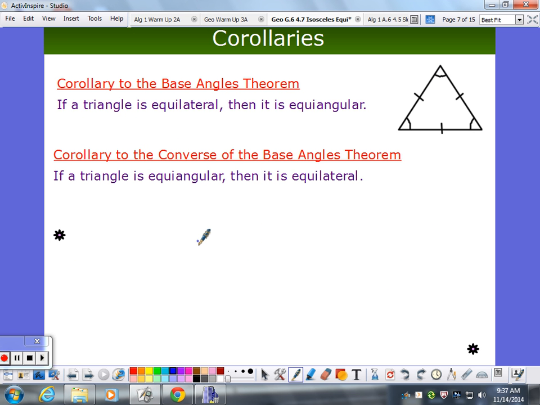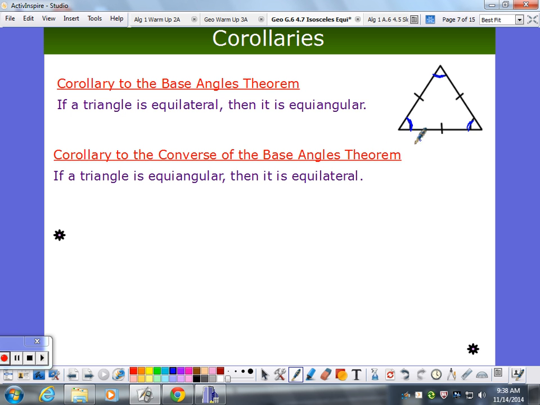We have these corollaries, and if you remember what a corollary is, it's like a theorem that you can easily prove based on another theorem. So the corollary to the base angles theorem is that if a triangle is equilateral, it is equiangular. And basically what that says is, here's my equilateral. Well, if I just look at these two sides, the base angles theorem says that this one's congruent to this one. You kind of turn your head around, and you look at these two sides, and now you've got these base angles. Turn your head around the other way. These two sides are congruent, so these angles are congruent.